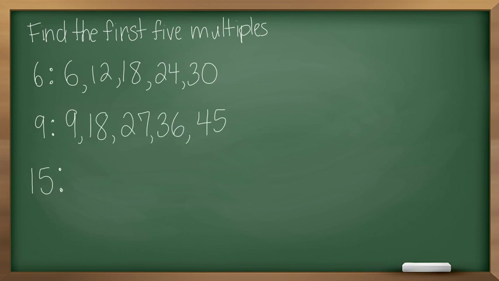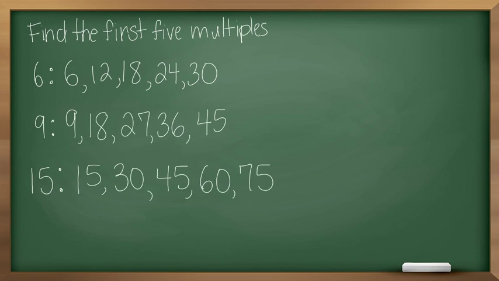And for 15, we're doing the same thing. So we've got 15, 30, 45, 60, 75. So we're just adding 15 on each time. So those would be the first 5 multiples of 15. So again, multiples go on forever. This particular question just asks for 5.